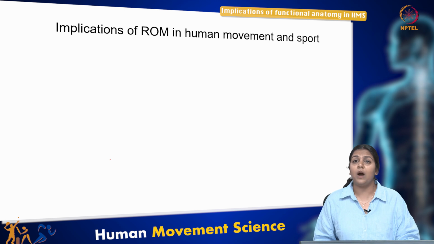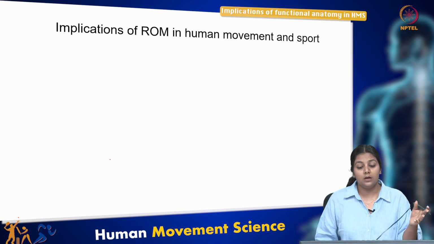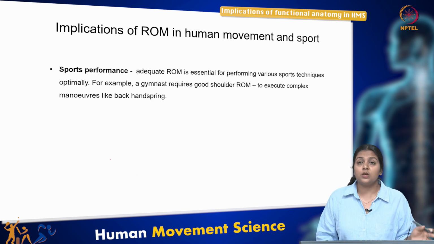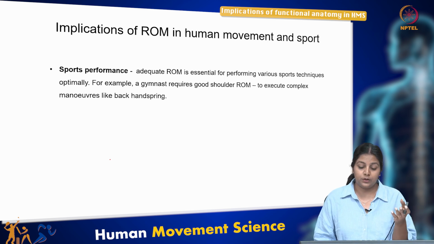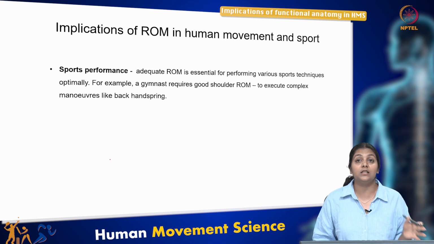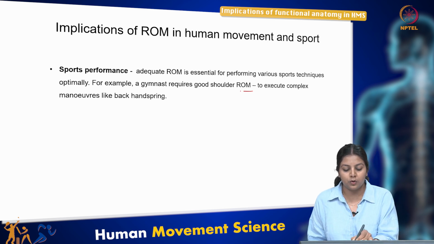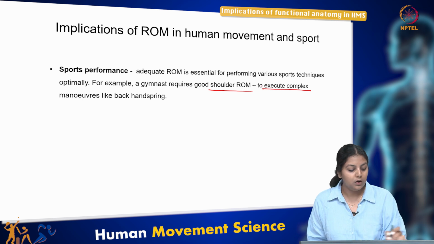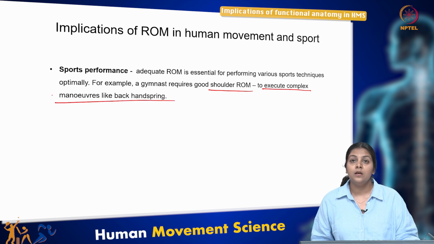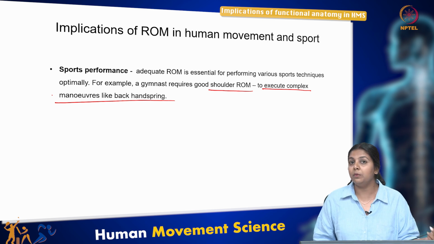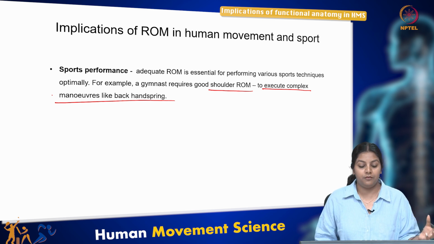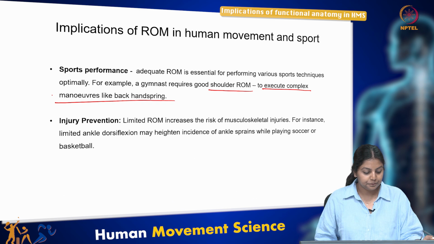So what are the implications? Why is range of motion important for us to look at human movement? How does it have its implications? So in sport performance, adequate range of motion, as we looked about earlier, is essential for performing various sporting techniques optimally. For example, a gymnast requires good shoulder range of motion to execute complex maneuvers like a handspring. So imagine if you have restricted range of motion, right? You won't be able to perform the movement actively no matter how strong you are. You need to have that free movement available at the joint.